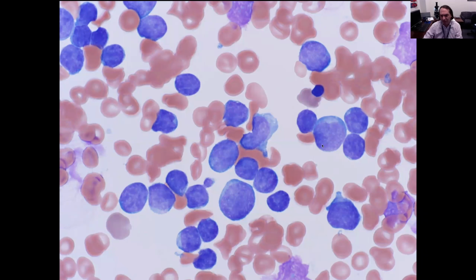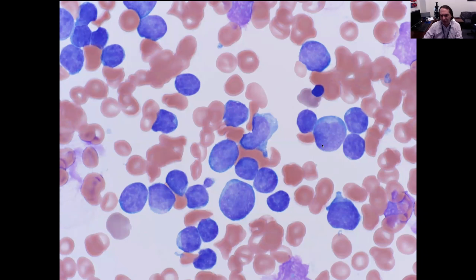In addition, by flow cytometry, as I said, we can see TDT positivity in these cells, and it's important to note that this is an intracellular marker that requires permeabilization of the cells in order to see it, rather than most other markers that we examine, which are cell surface markers.